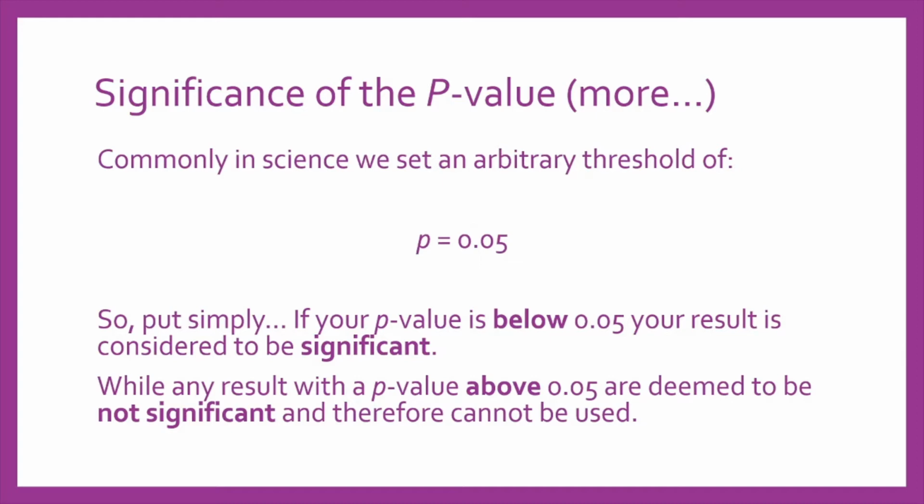Well, simply put, if your p-value that you obtain is below the 0.05, then your result is considered to be significant. Therefore, you can trust that result. While any value above the 0.05 is deemed to be not significant, and therefore shouldn't be used.